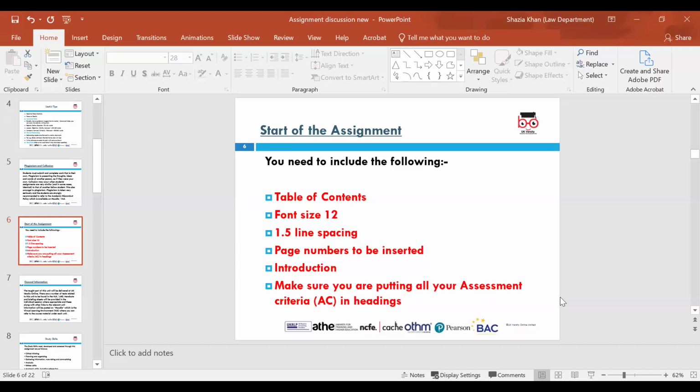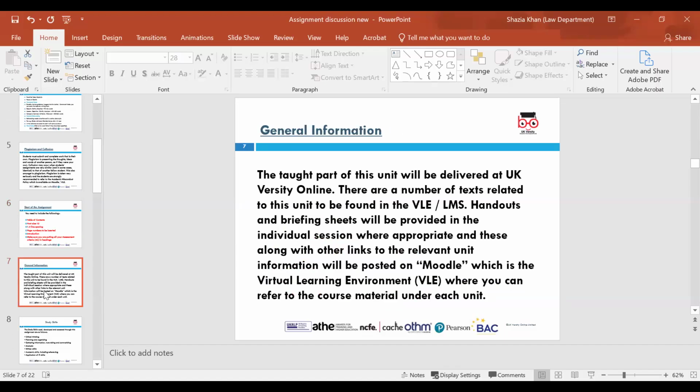At the start of it, you need a brief introduction and make sure you are all putting the assessment criteria as a heading. Do not use bullet points.